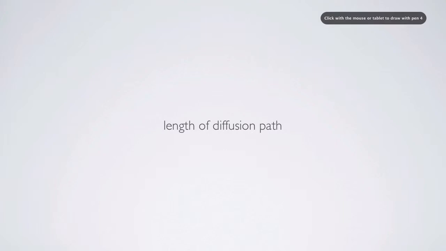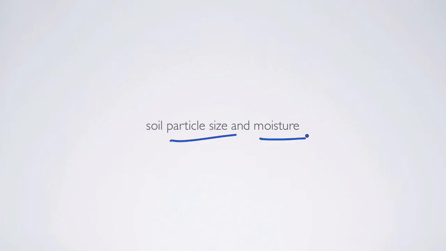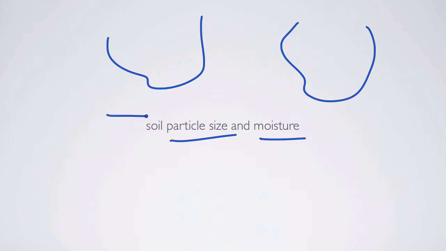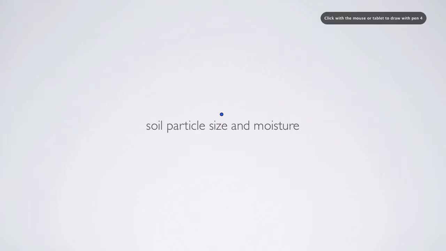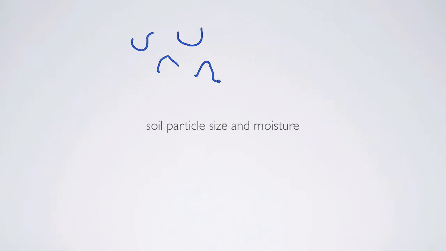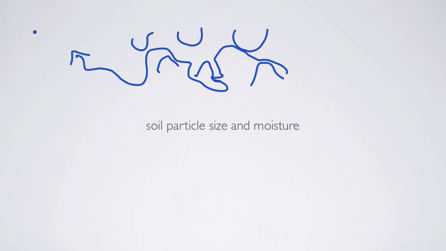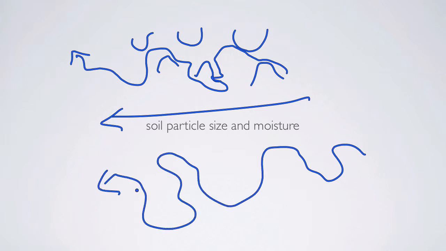So the length of the diffusion path is important, and that length of the diffusion path is dependent on the particle size and the moisture level. So if you have a lot of big particles in your soil, for example, with a lot of water between them, it's pretty much a straight shot. But if you have a lot of small particles and not a lot of water, you potentially can have a very circuitous route to get to the root. So large particles, a lot of water, faster diffusion. Smaller particles, not a lot of water, slower diffusion.